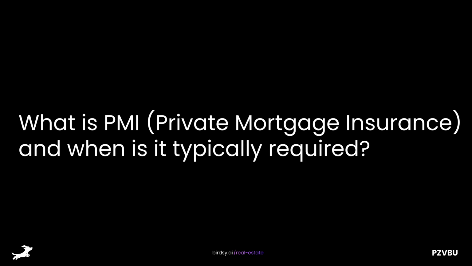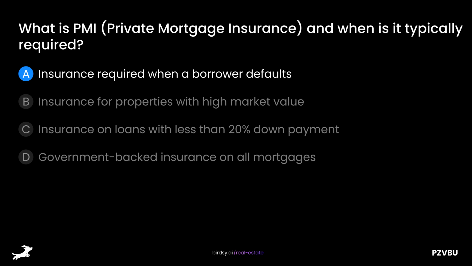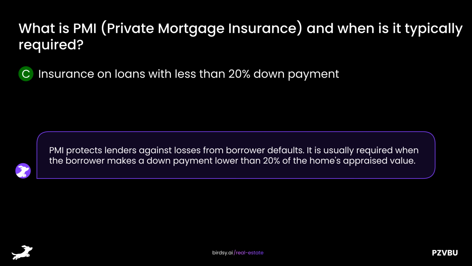What is PMI, private mortgage insurance, and when is it typically required? Is it A, insurance required when a borrower defaults, B, insurance for properties with high market value, C, insurance on loans with less than 20% down payment, or D, government-backed insurance on all mortgages? The answer is C, insurance on loans with less than 20% down payment. PMI protects lenders against losses from borrower defaults. It is usually required when the borrower makes a down payment lower than 20% of the home's appraised value.